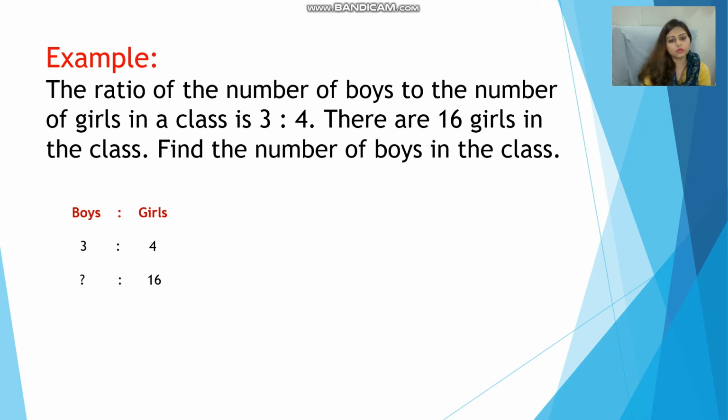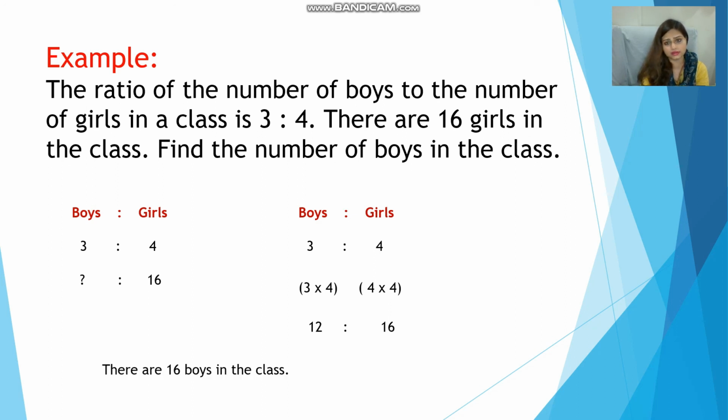So we know that the total number of girls is 16. In this case, we are going to think of what number we multiply by 4 to get 16. Think. 4. When we multiply 4 by 4 we get 16, and with the same number we are going to multiply 3 by 4 to get the number of boys. And this is how we find the missing value. There are 12 boys in the class.